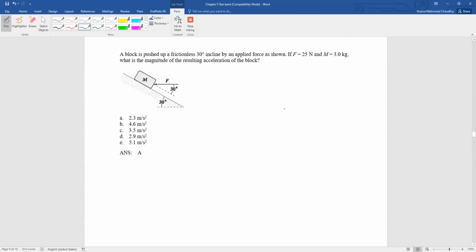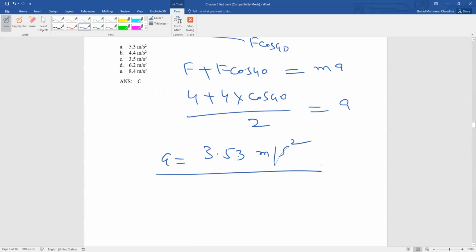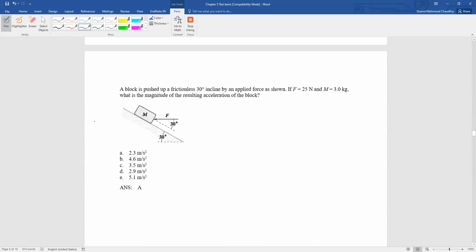Okay, so in the last question, you can see the blocks were placed horizontally. Now the block is placed on an inclined plane. So when it is placed on an inclined plane, then the things will be different. So what kind of difference exists? Let's see. A block is pushed up on a frictionless 30-degree incline by an applied force as shown in the figure. If force is 25 Newton and mass is 3 kg, what's the magnitude of the acceleration of the block?